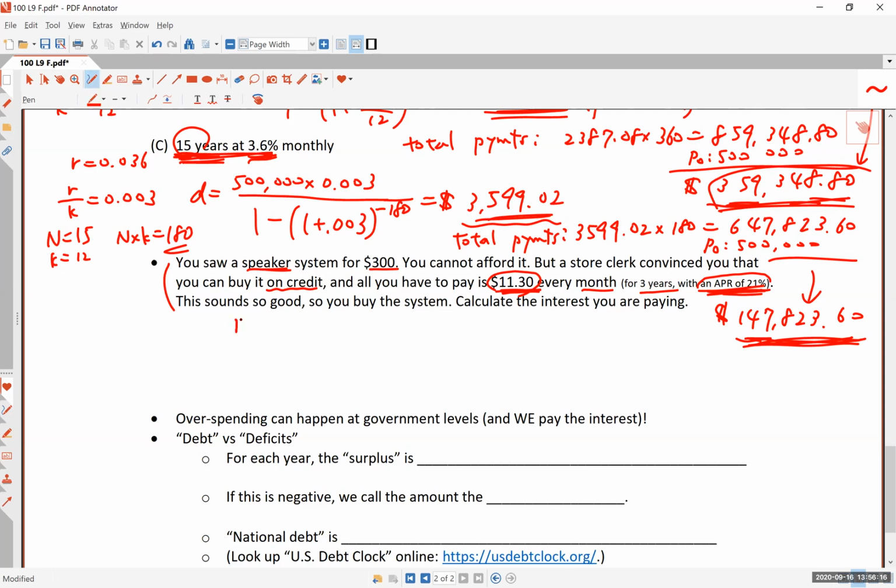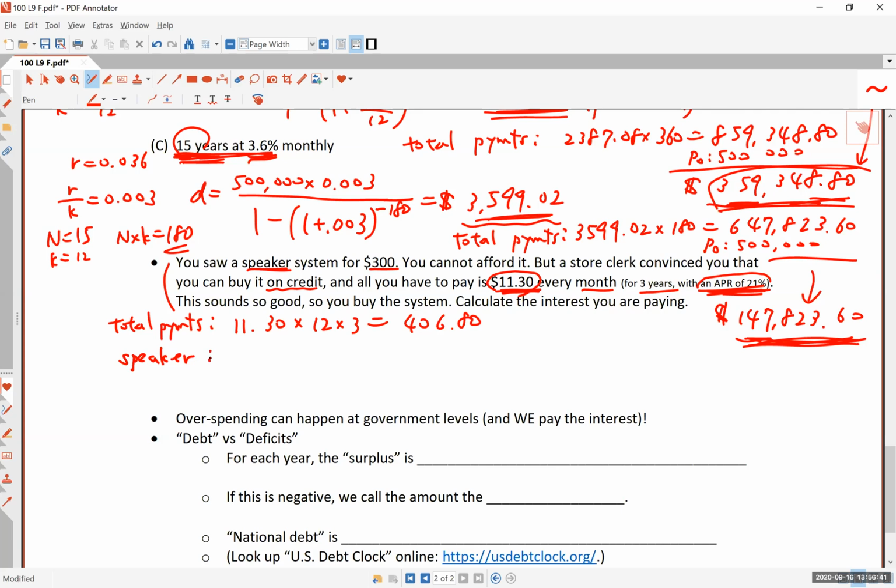Okay, so you pay $11.30 every month. Okay, for this is times 12, that's 1 year. Then times 3, that's 3 years, right? So this turns out to be $406.80. This is your total payments. Get that? This is how much you are actually paying. How much is your speaker?